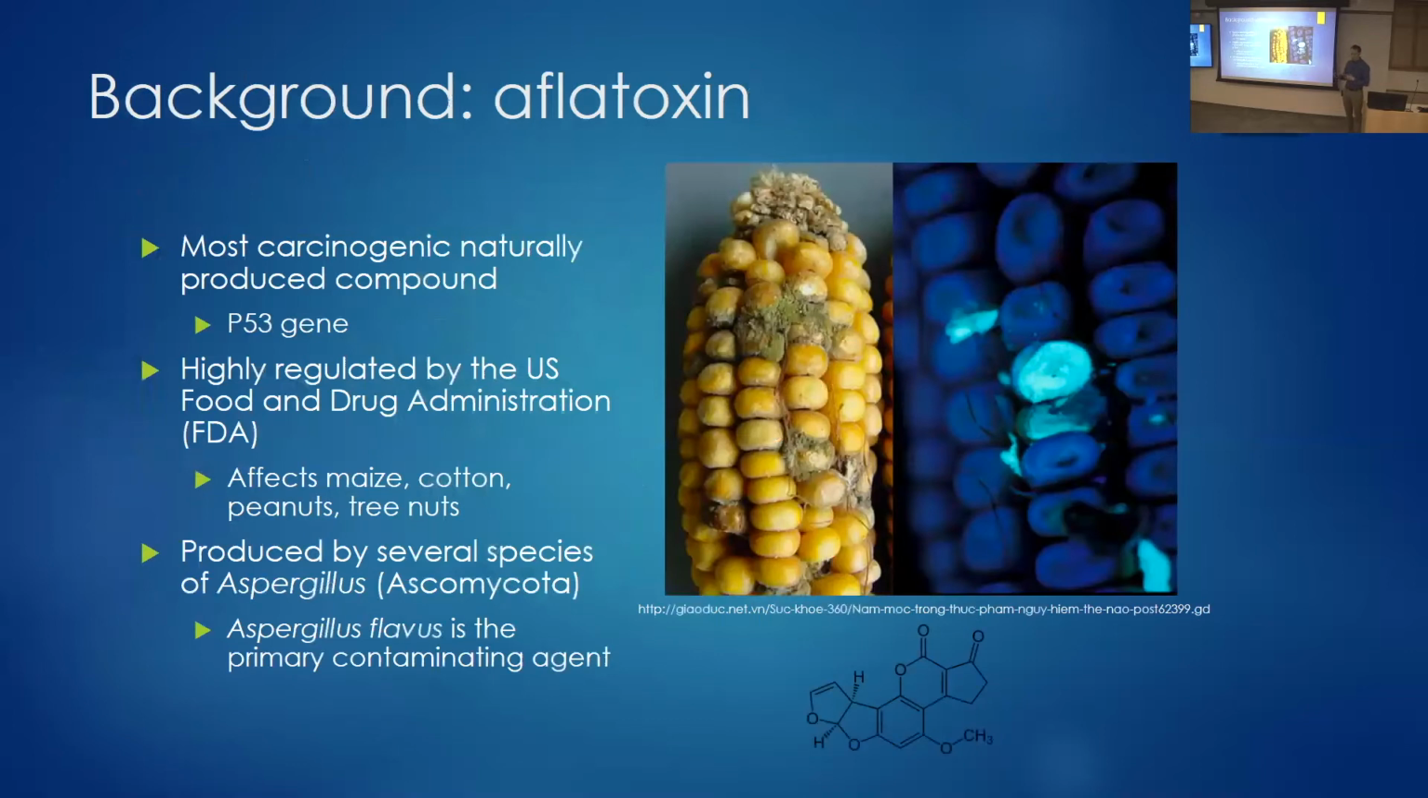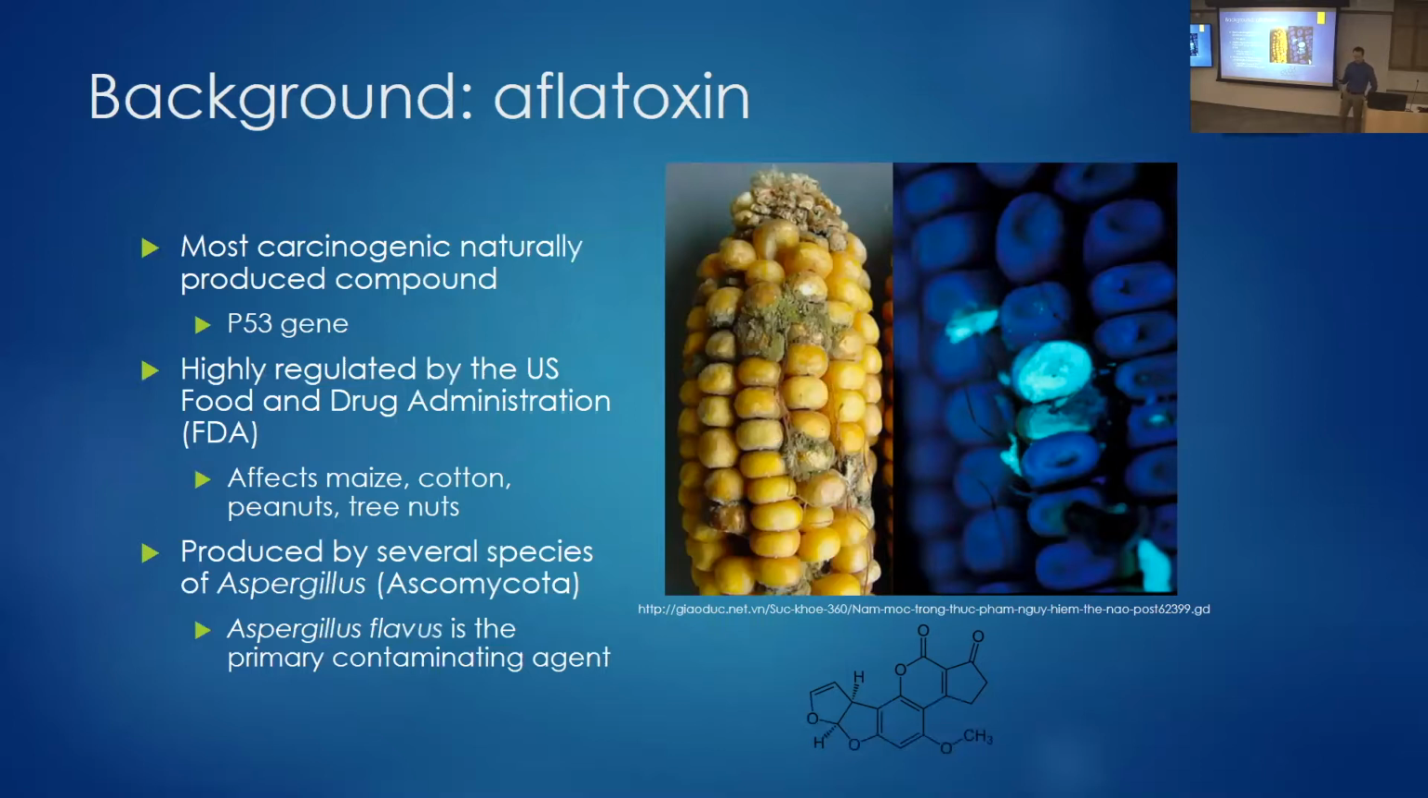So now moving on to the star of the show, aflatoxin. Aflatoxin is an incredibly important mycotoxin. It is the most carcinogenic naturally produced compound, which has been a great line from my elevator speech when I'm talking about my research. It affects the p53 gene, which regulates the cell cycle.